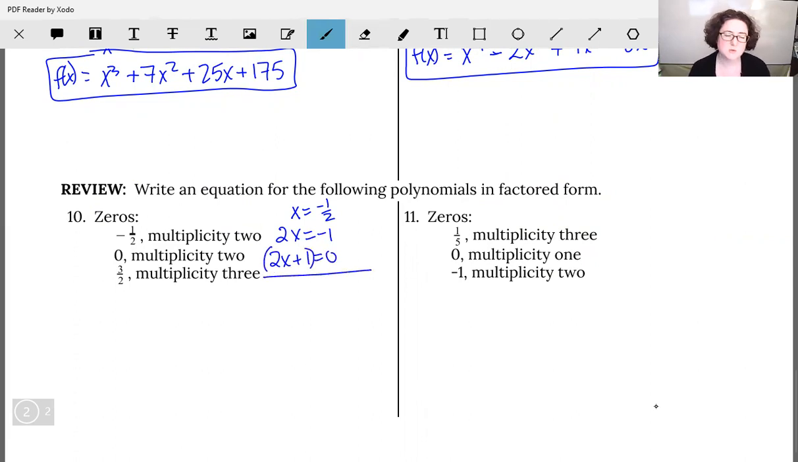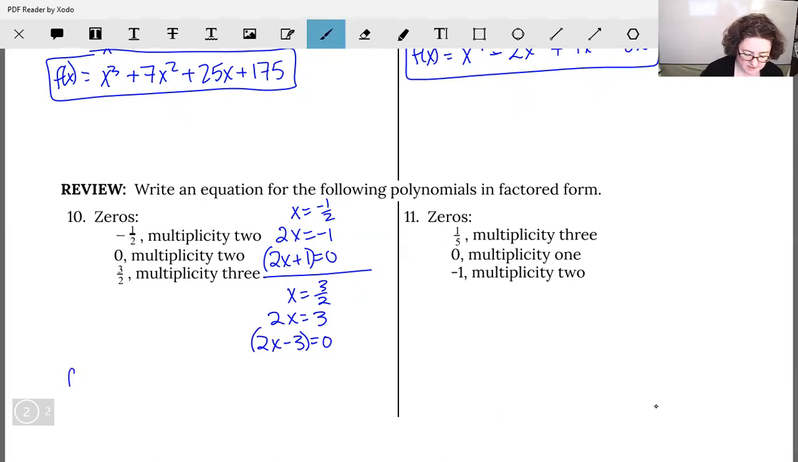We're not going to have to do too much with that 0 factor, but the 3/2 factor, we want to do the same thing. Multiply both sides by 2. And then subtract a 3. So there's our other factor. And these examples are just saying to write it in factored form, so I don't have to get fancy with it. I don't have to multiply these all the way out.